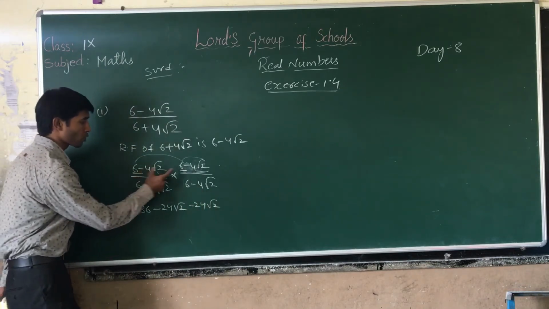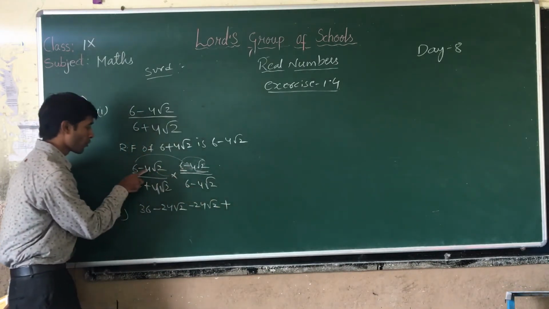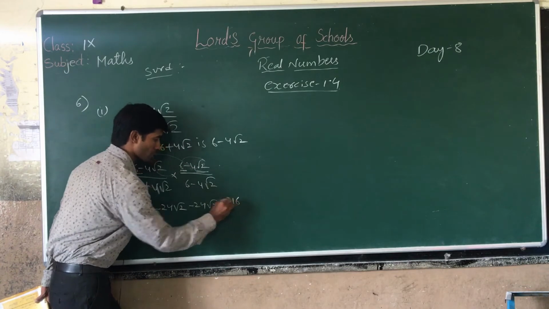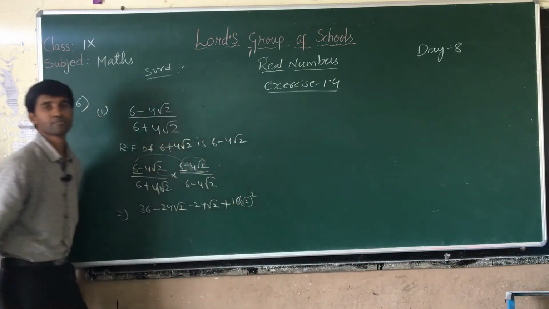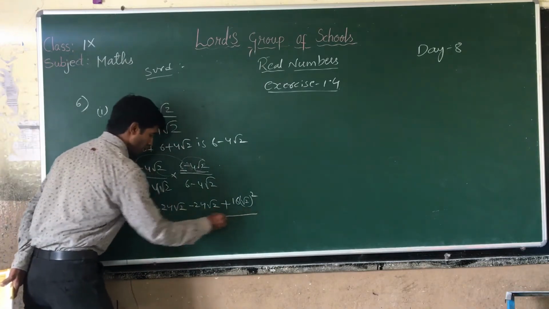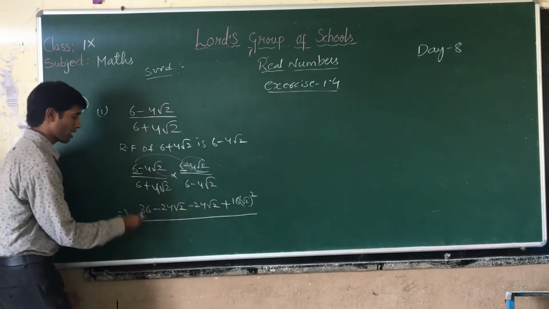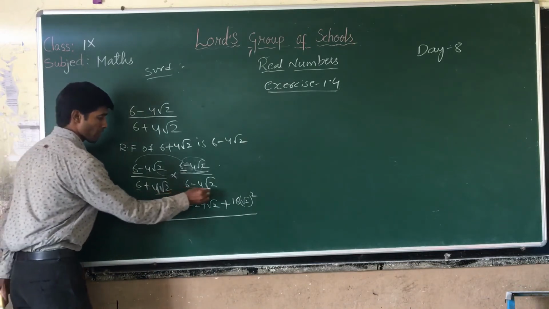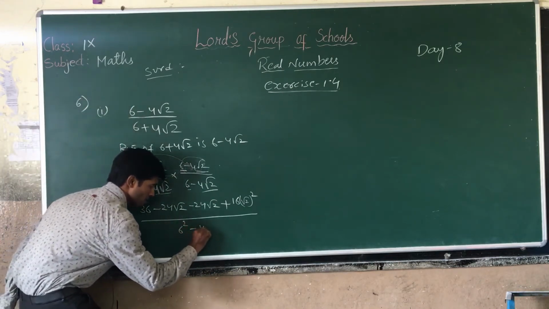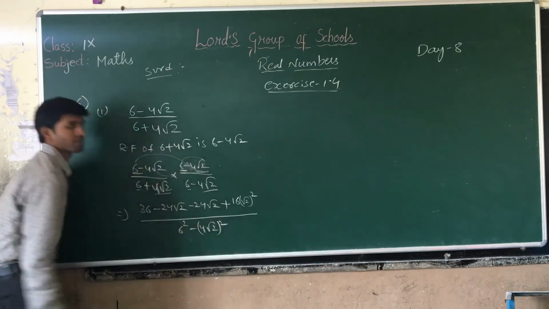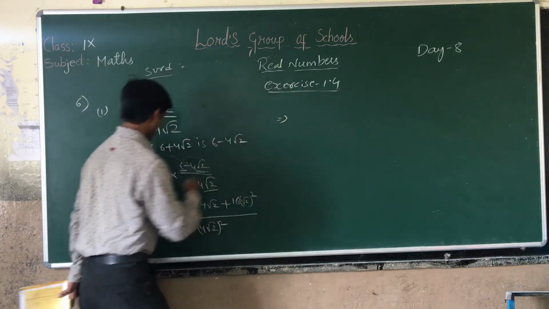Now here, minus 4 root 2 into minus 4 root 2. Minus into minus will become plus. 4 into 4 will become 16. Root 2 into root 2 will become root 2 whole square. Understood? Now the denominator. The denominator is in the form of (a plus b) into (a minus b): 6 plus 4 root 2, 6 minus 4 root 2. It is a square minus b square. So 6 square minus 4 root 2 whole square. Like this you have.